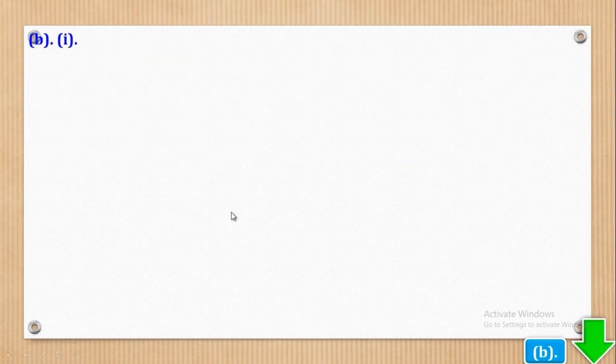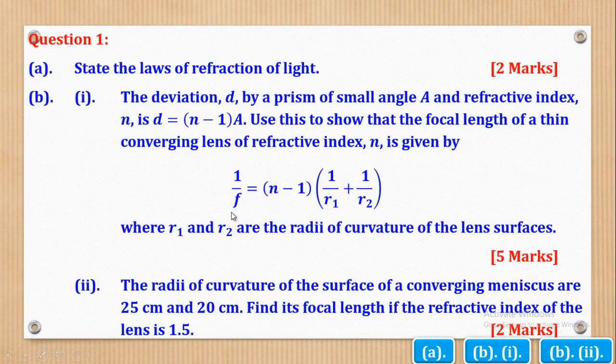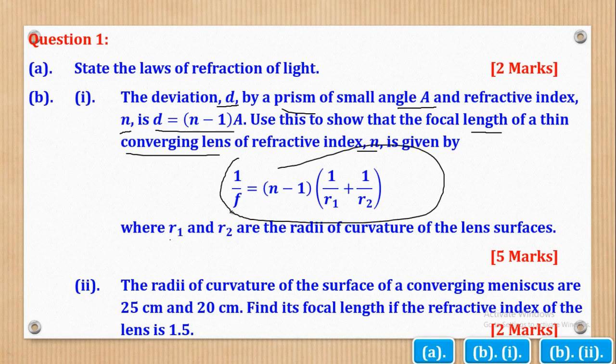So now we shall go to part B, Roman 1. B Roman 1 says that deviation D by a prism of a small angle A and refractive index n is given by this. Use this to show that the focal length of a thin converging lens of refractive index n is given by that, where R1 and R2 are the radii of curvature of the lens surfaces.